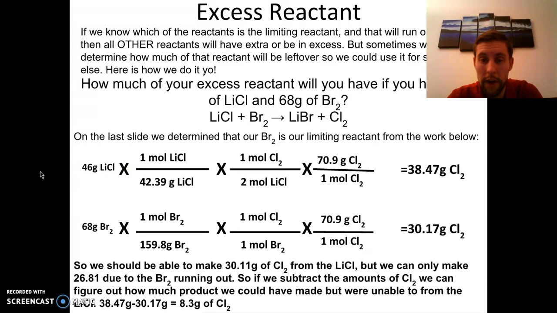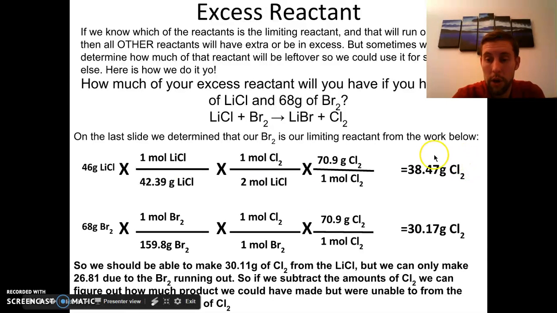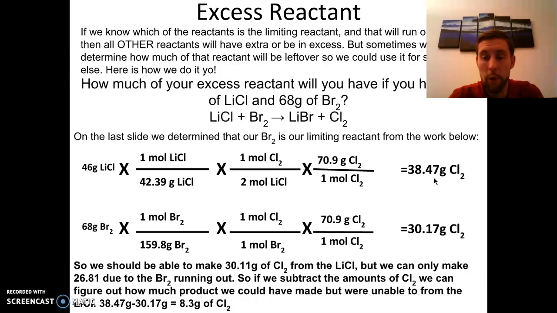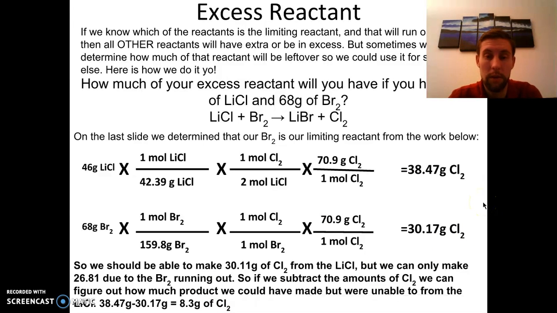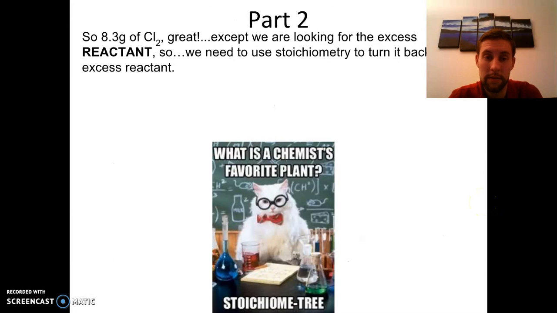So what we need to do to find excess reactant is subtract the amount of chlorine we could have made from the lithium chloride minus the amount we actually made. So 38.47 minus 30.17. Then take the amount we did not make but could have, that 8.3 grams down here of chlorine. Now we're going to work backwards back to our excess reactant.